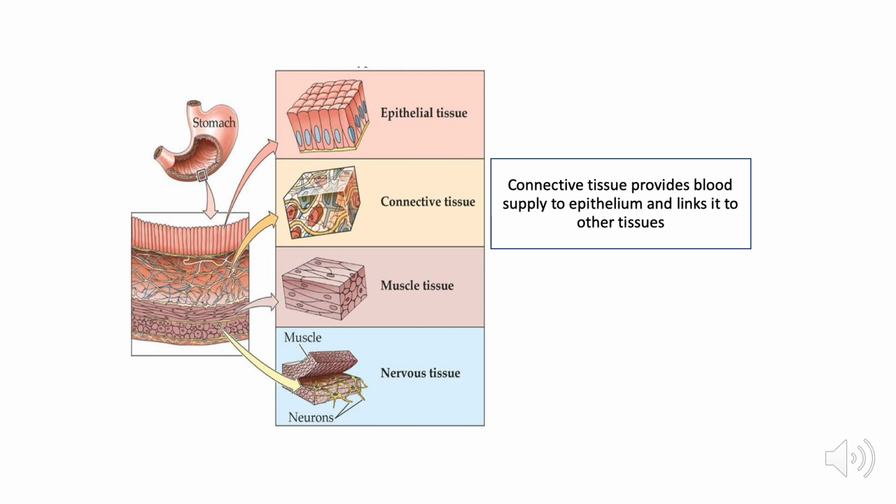I want you all to take a look at the photo. Answer this question: what links the epithelium to the muscle? The answer is connective tissue. That's the reason why it's called connective tissue, because it tends to connect the epithelium to the other tissues present in the organ.